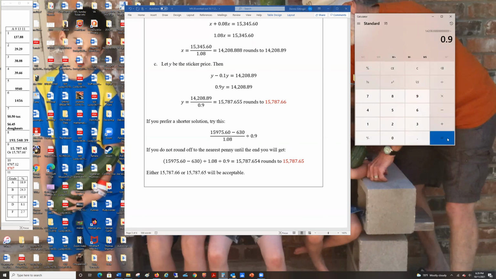And I'm going to be a little different. It's going to be 65 cents instead of 66 cents. So 15,787.65. Well, 1 penny is not going to matter for such a big amount. It does matter if it's donuts for a few bucks. So I would take either one of those.